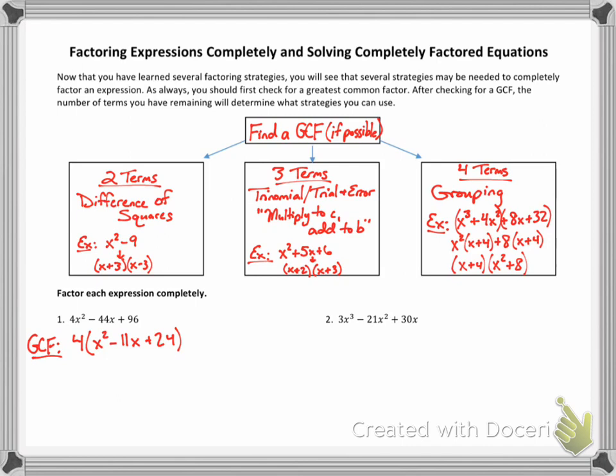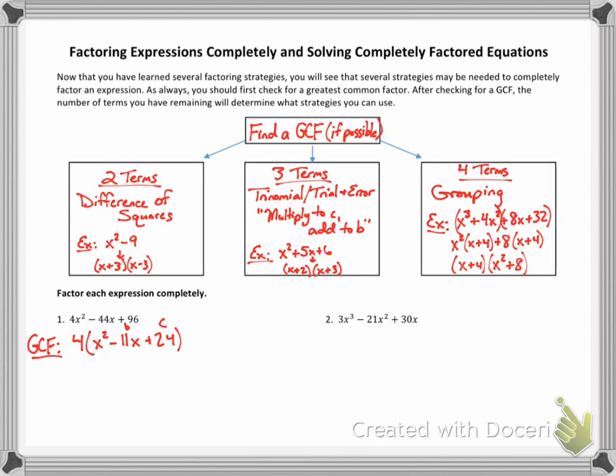3 terms means if it's going to factor apart, it's that trial and error, multiply to C, add to B strategy. So remember, C is that constant at the end, B is the value that's stuck with the regular x. So what we want to try to do is, what multiplies to 24 and adds to negative 11? Well, that would be negative 3 and negative 8.